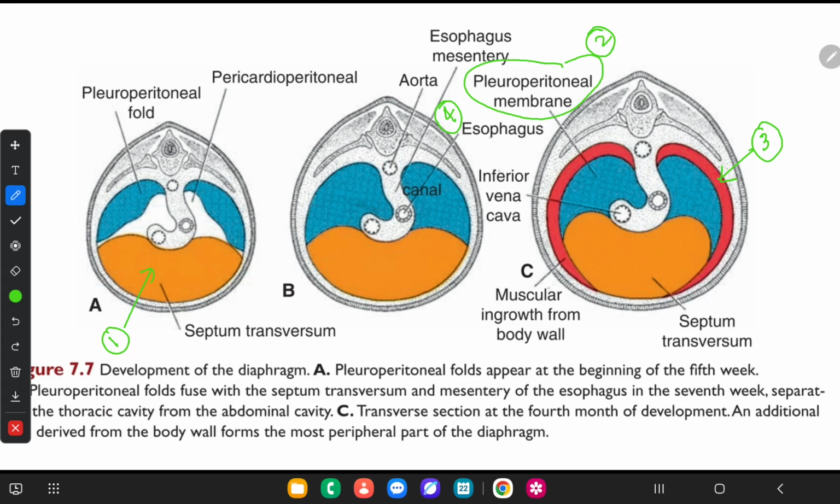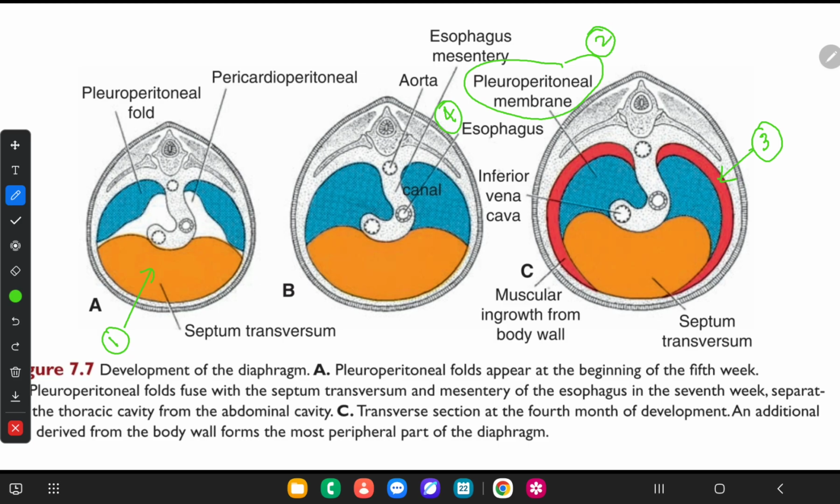During the fourth week, the septum transversum lies opposite to the cervical somites, and therefore the nerve components, C3, C4 and C5 of the spinal cord, grow into the septum. So the nerve supply comes from those segments, and those segments are the components of the phrenic nerve, which passes into the septum through the pleuropericardial folds.